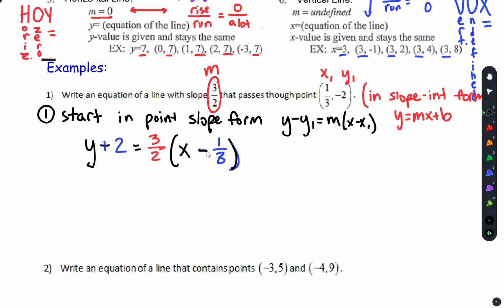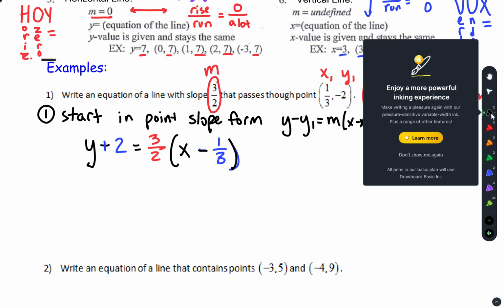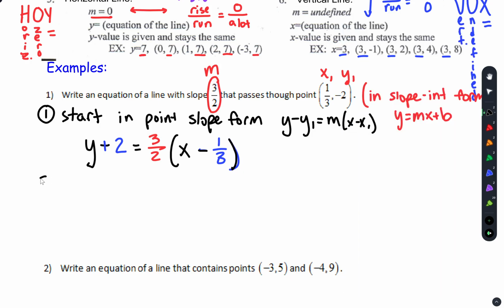If it said leave your equation in point-slope form, we'd be done. But we unfortunately have to get this into slope-intercept form, which is y equals mx plus b. How are we going to do that? Any ideas? Dahlia? Yeah, we're going to distribute. We're going to solve for y. So step 2 here, get it into slope-intercept form by solving for y.